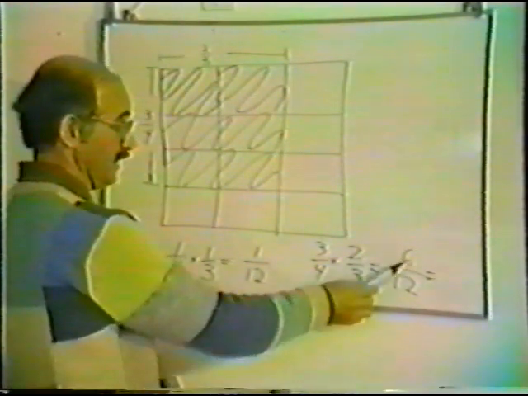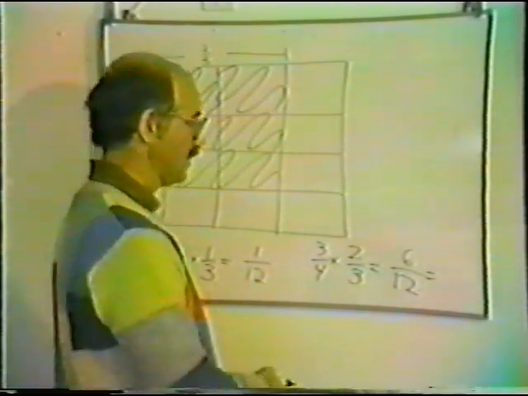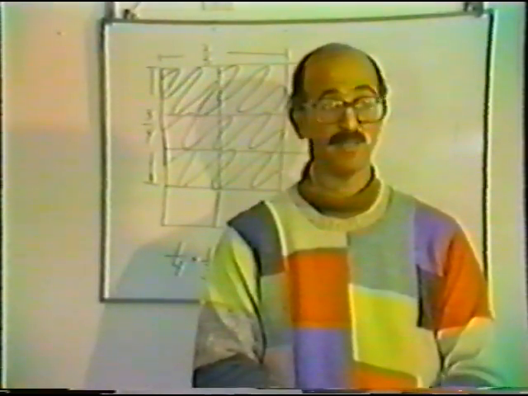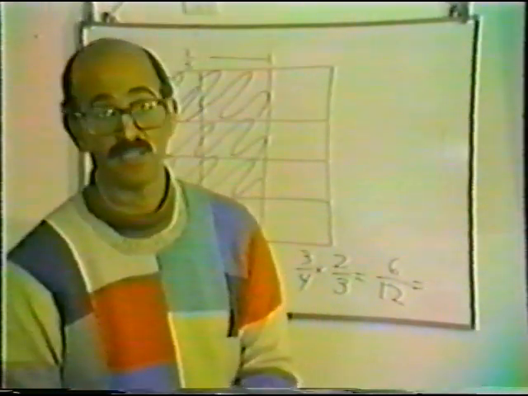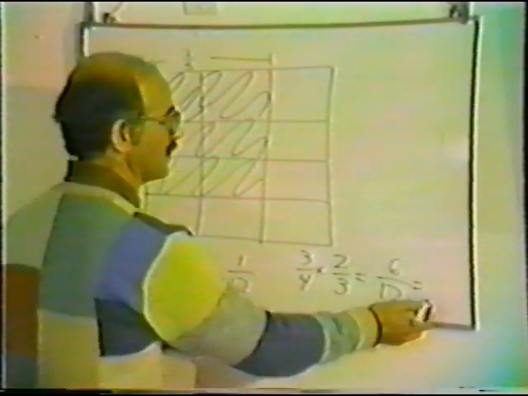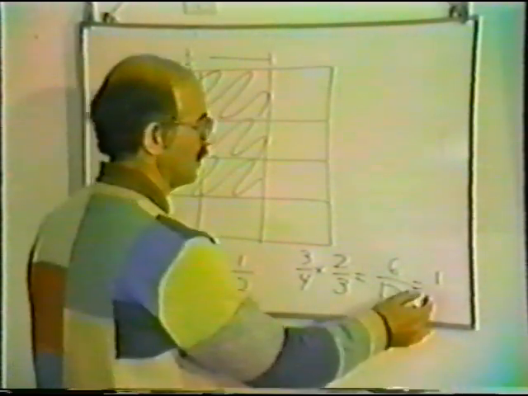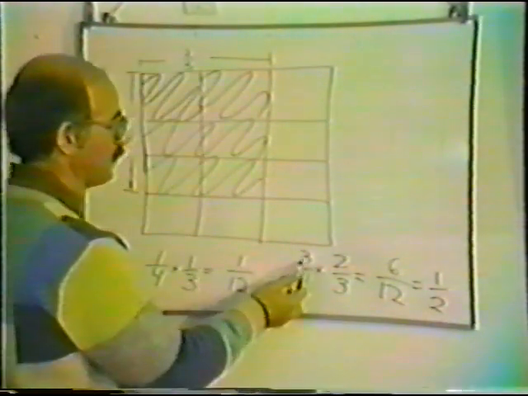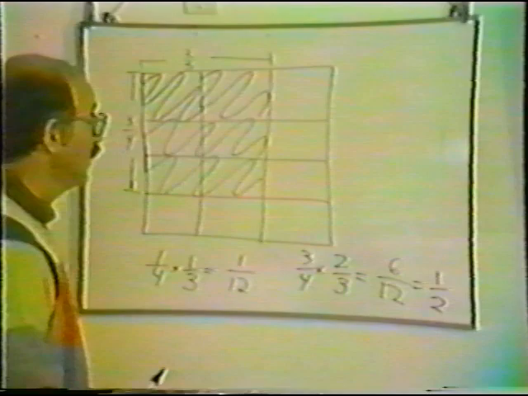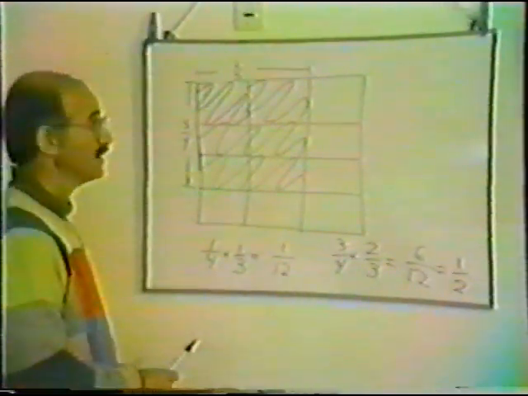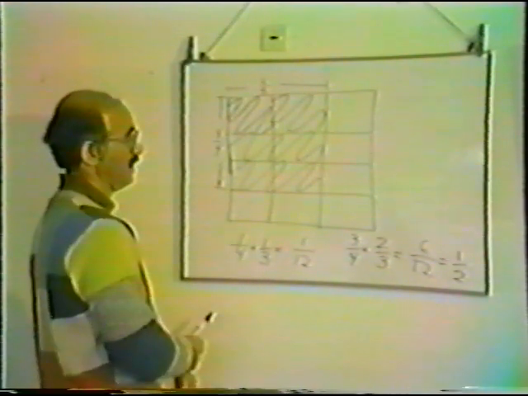What can we divide 6 and 12 by? 2. 6. Well, some say 2 and some say 6, but the best thing to divide by is the largest one that will work, and that's 6. 6 into 6 is? 1. And 6 into 12 is? 2. That means that 3/4 times 2/3 is equal to 1/2. And yes, we have eaten half of this pizza because there's 12 pieces and we ate 6 of them.